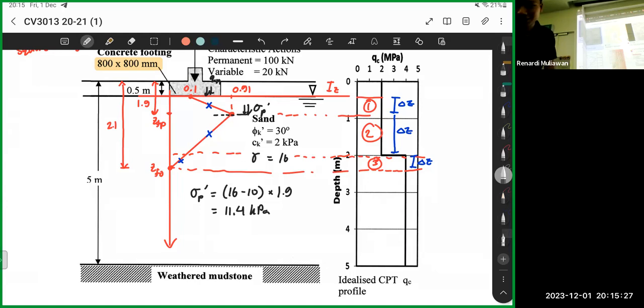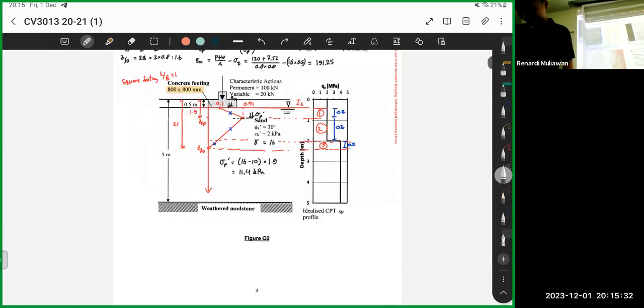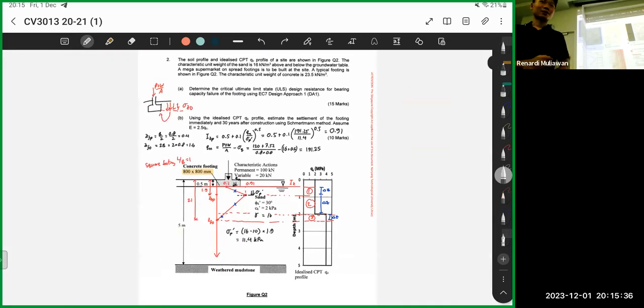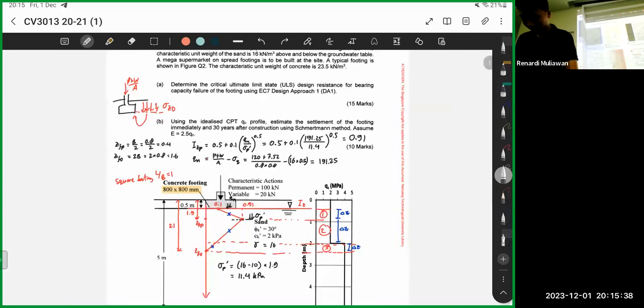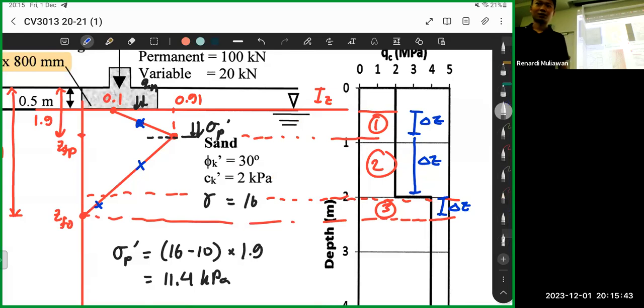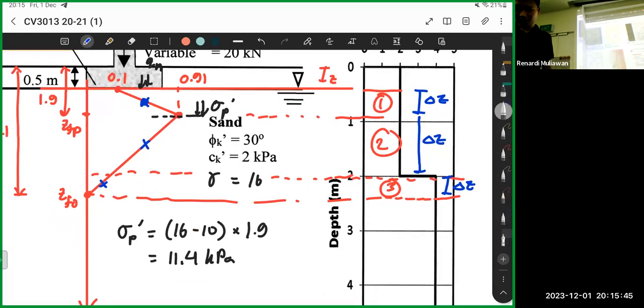Are there any requests? I said you follow the graph. So you take the middle. Let's say if this is the first layer, you take the middle for Iz. Same with layer two, you take the middle for Iz.